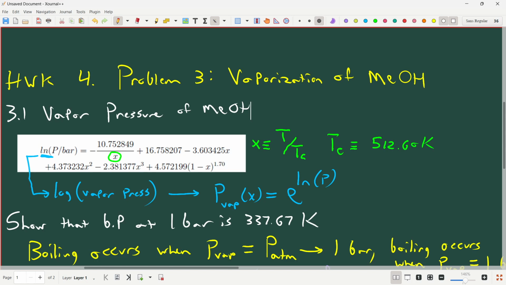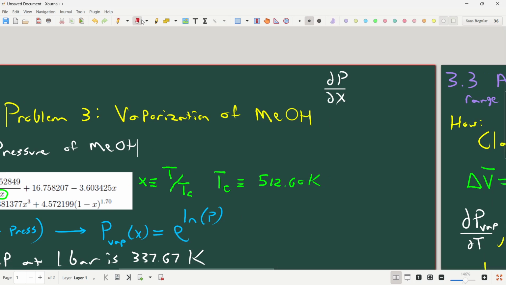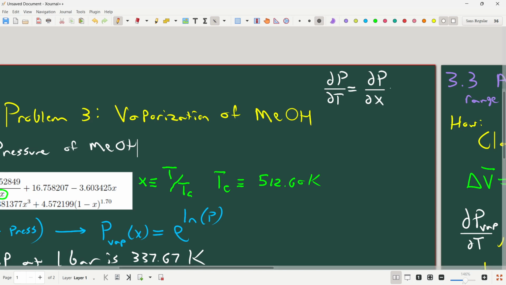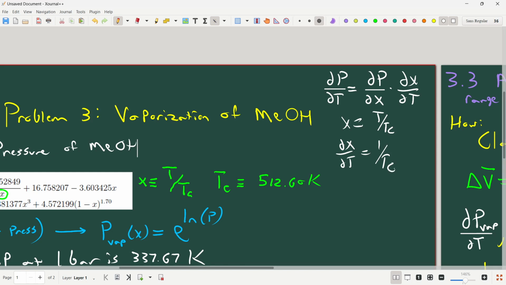Chain rule. Very simple. I'll just do it on the side here. What we really want to calculate is dp dt, but our function's in terms of x, right? So how would you calculate that? You calculate the derivative of p with respect to x, and then the derivative of x with respect to t. X is equal to t over tc, and dx over dt is 1 over tc. And so you get a factor of 1 over tc on the outside of your equation, and that's just x. I'm just using the chain rule.